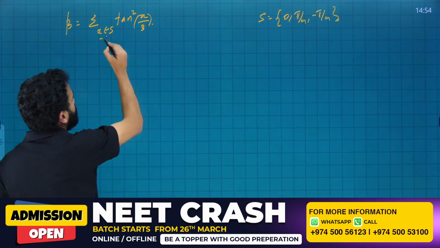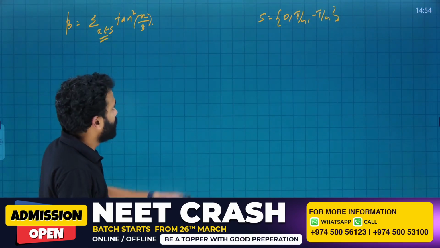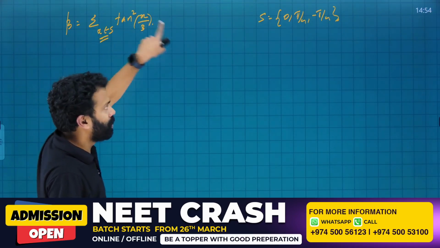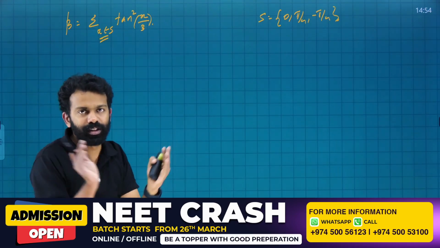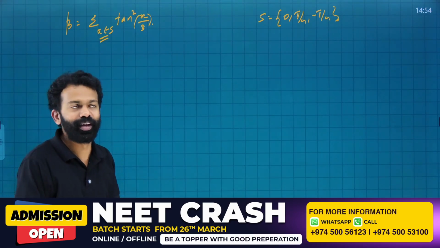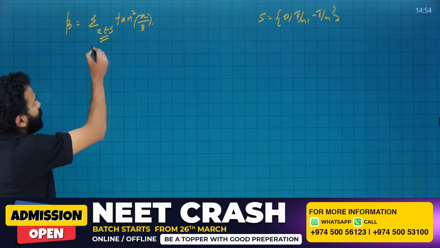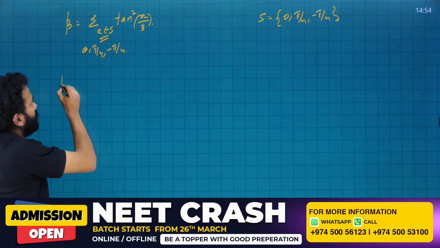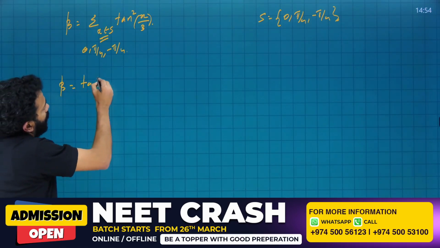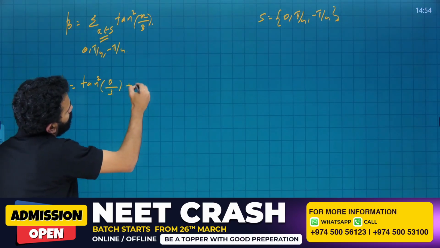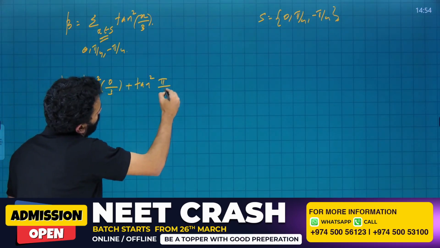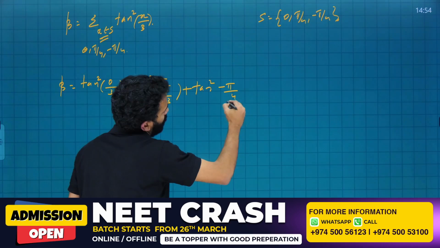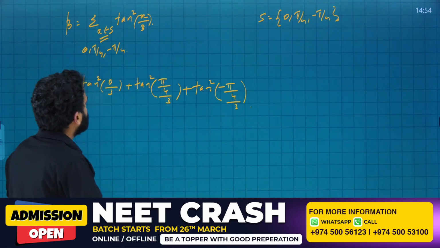So, what is the meaning of this? Sigma over x element of S means you need to substitute x is equal to 0 here, plus x is equal to pi by 4 here, plus x is equal to minus pi by 4 here, and sum it up. Only then you will get the value of beta. The values of S are 0, pi by 4, minus pi by 4, right? Therefore, beta will be equal to tan square 0 by 3 plus tan square pi by 4 by 3 plus tan square minus pi by 4 by 3. So this is what?